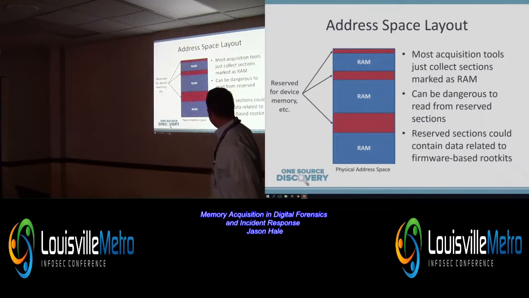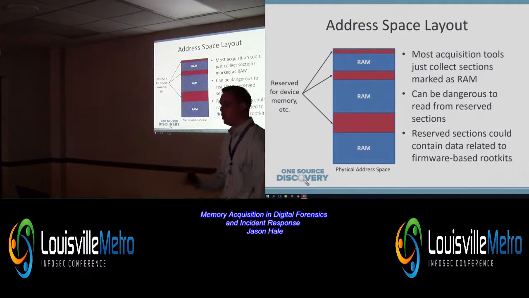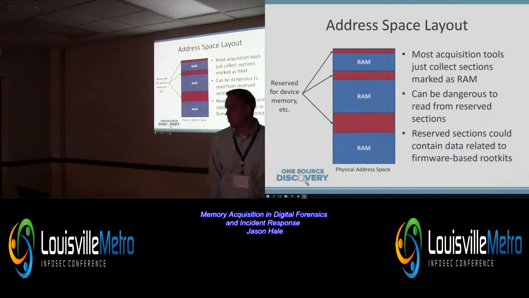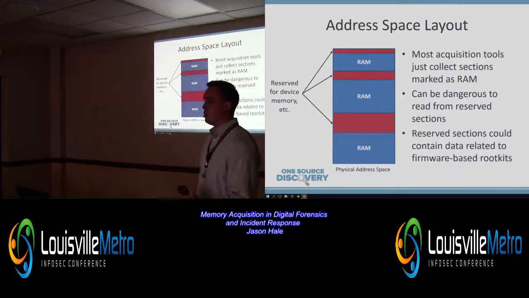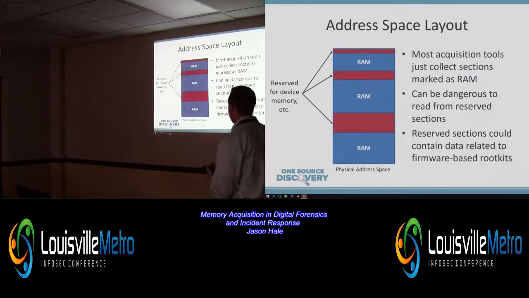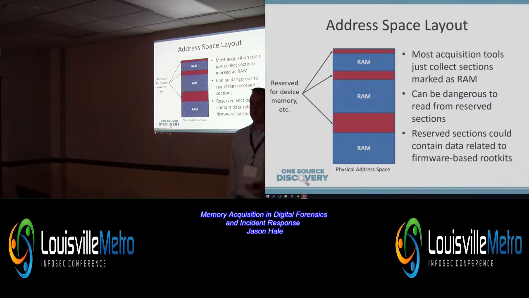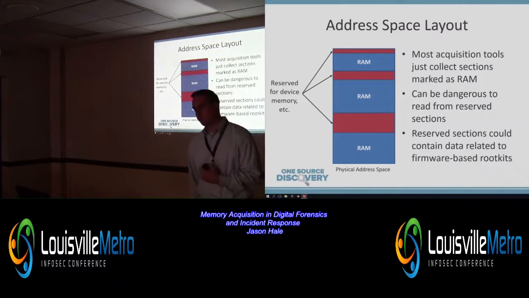So notice here that the blue blocks, the RAM, this is what your operating system sees. This is what is available for use. But there are other sections interleaved here that are reserved for other operations. These could be reserved for things like PCI device memory, for other motherboard components, or for the actual firmware code and data running on your system.